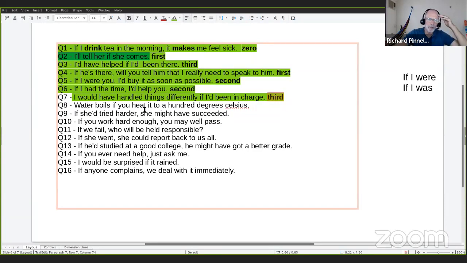Water boils if you heat it to 100 degrees Celsius. Water boils if you heat it. Boils, heat. The zero conditional. The zero conditional. Very good.